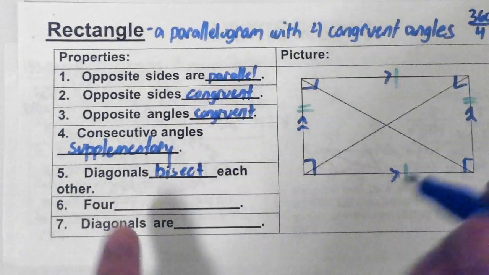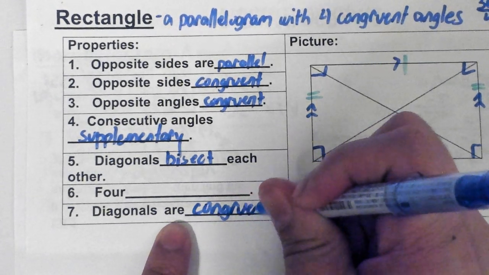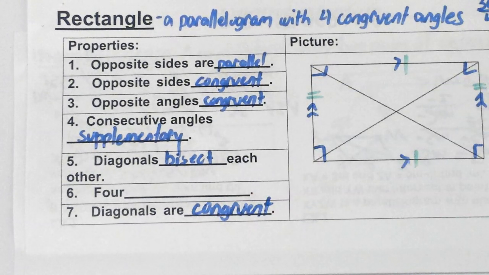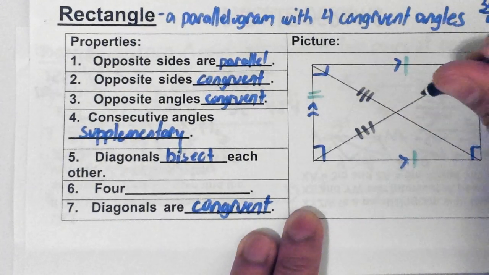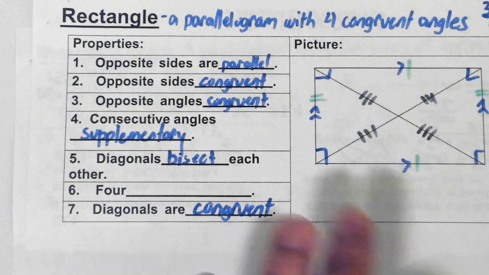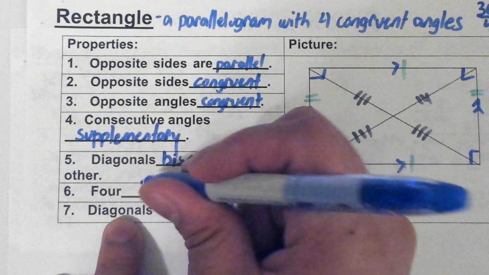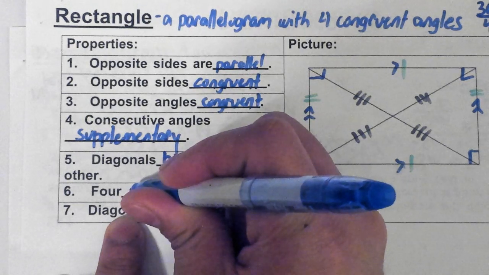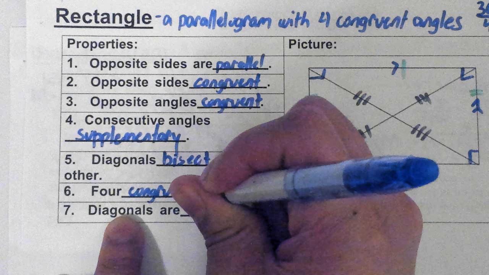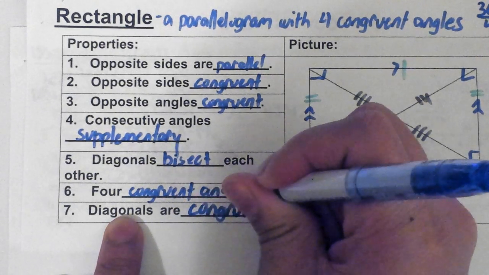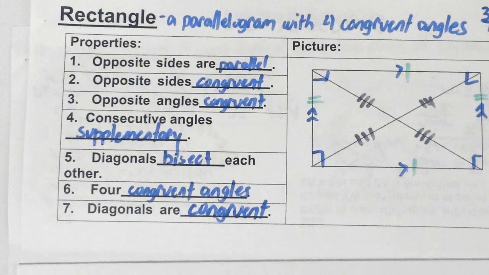More specifically, the diagonals end up being congruent. So what this means is for a rectangle, these three segments are all congruent. And then we said we have four congruent angles. So these are all properties of a rectangle.